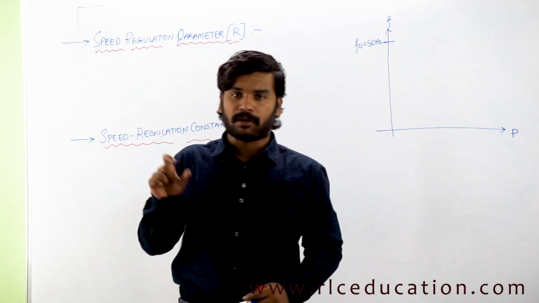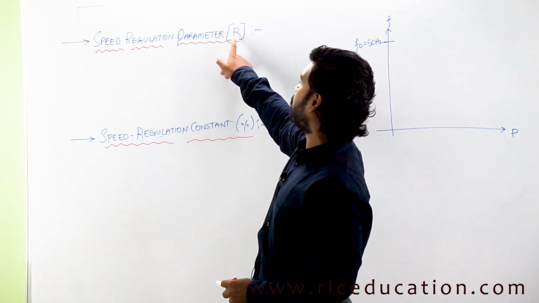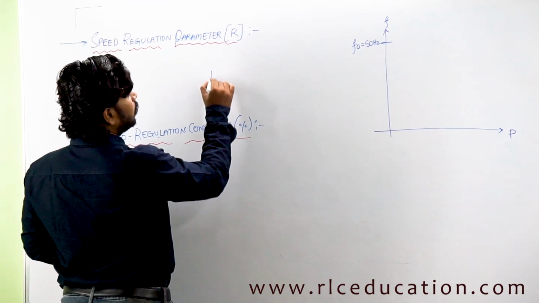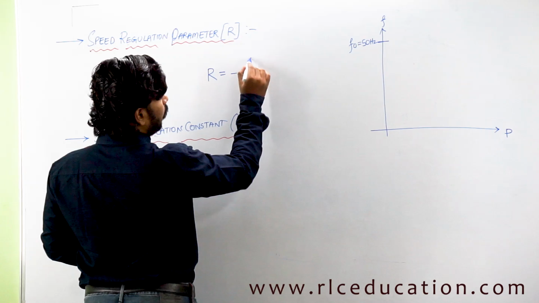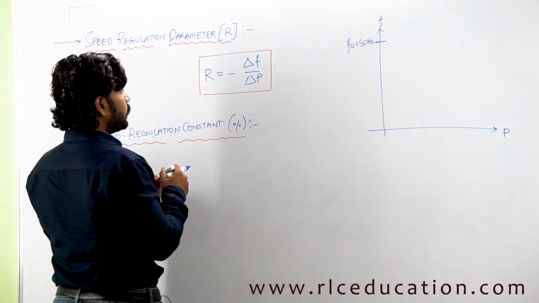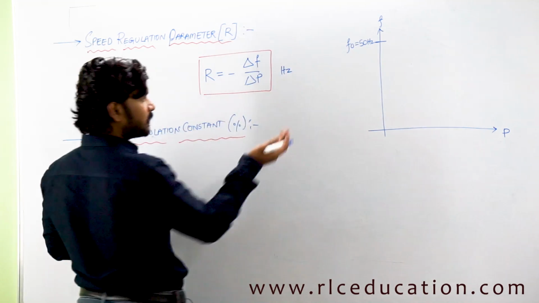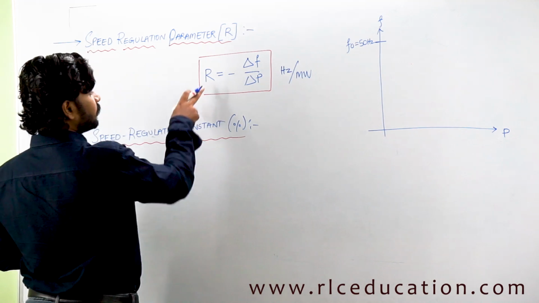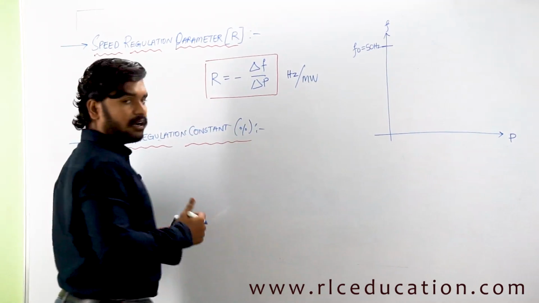Now in this section, I am going to define a parameter called the speed regulation parameter, which is usually given by the letter R. So what is this speed regulation parameter R? This R in load frequency control is defined as minus of delta F by delta P. What is the unit of F? It is hertz. What is the unit of power at the generator level? Basically megawatts. So the unit for this regulation parameter R is hertz per megawatt.